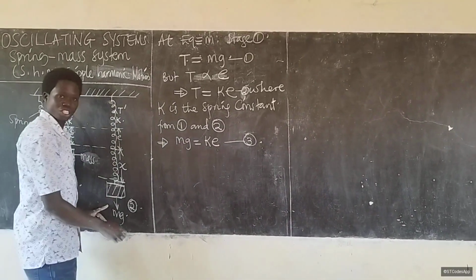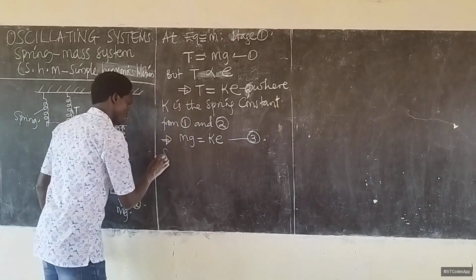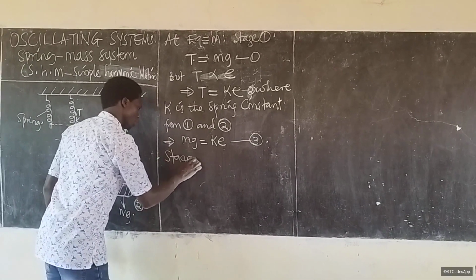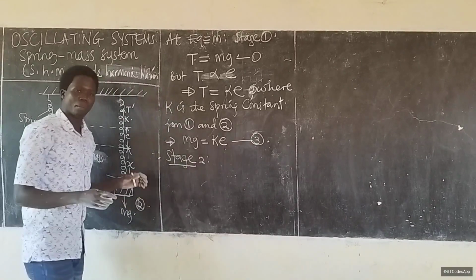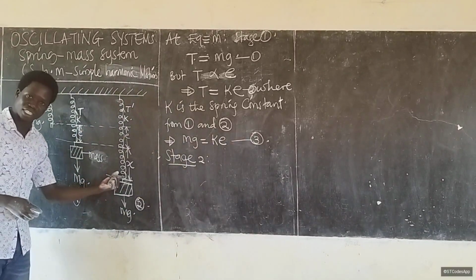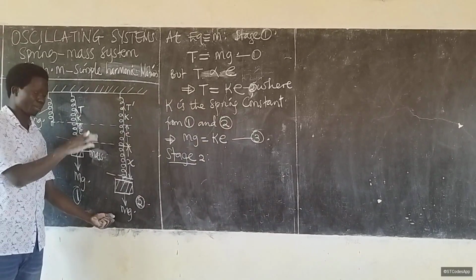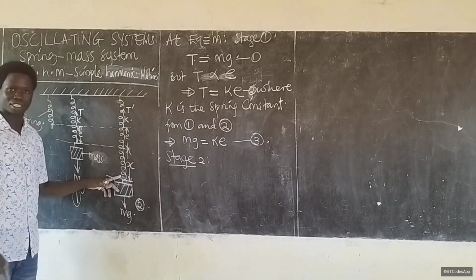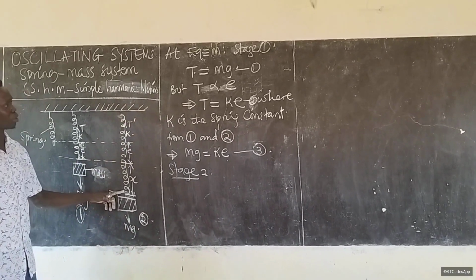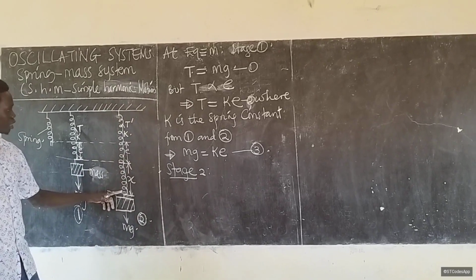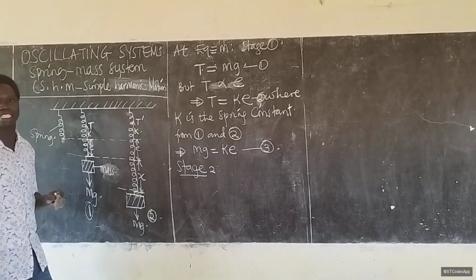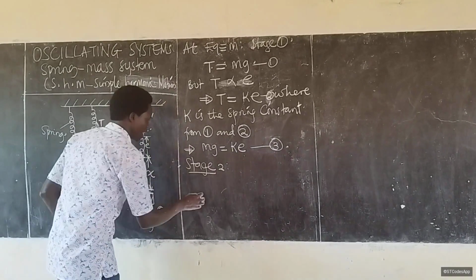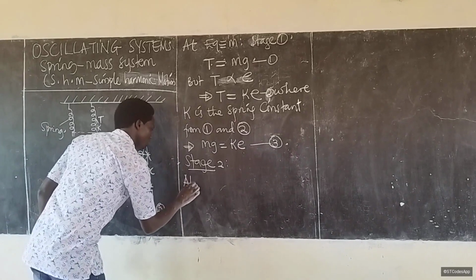When I come to stage 2, the spring has been displaced further below the equilibrium position by a distance x. So this time round, the tension is different. So we shall have that at equilibrium.